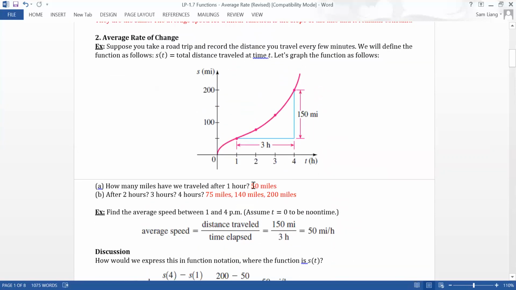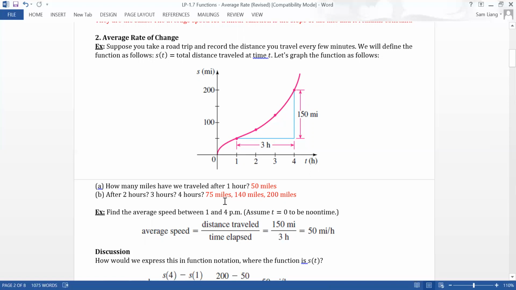So part A was 50 miles, and after 2 hours it was 75. This answer was from the textbook. Actually, it was 140. You don't have to be too precise, but I estimated 125. But 140 is what they said, so I'll go with that. The last one was 200 miles, which is what we expected.